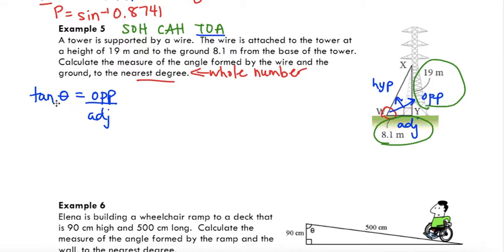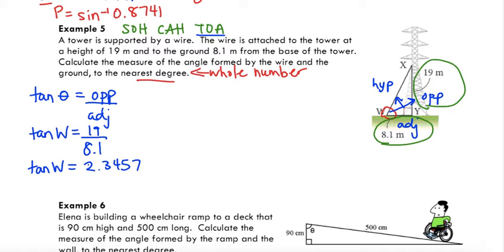From here, I'm substituting in what I know. The angle that I'm trying to find is angle W, so I can either keep the theta symbol or I can substitute in for the W. My opposite side is 19. My adjacent side is 8.1, so I'm just substituting those numbers into that. Then I take my calculator and I work out what 19 divided by 8.1 is. I'm going to go ahead and keep 4 decimal places, so it becomes 2.3457 if I round that.